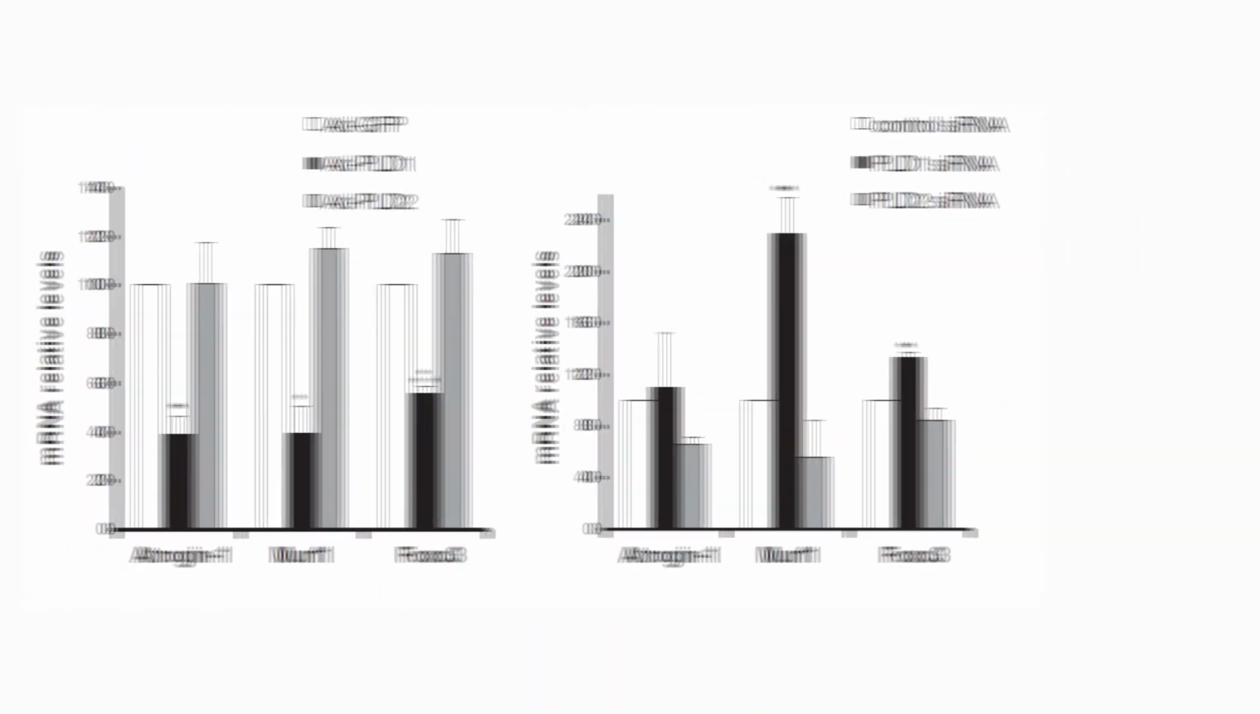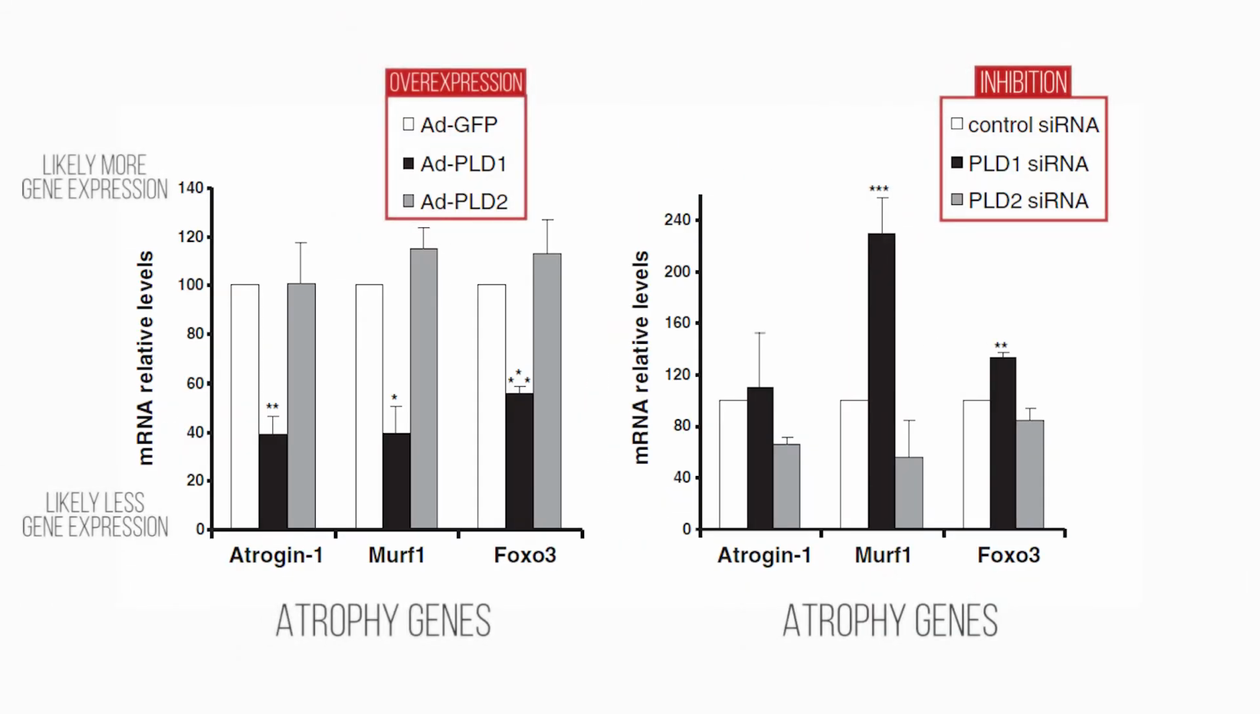And the final piece of data is looking at how the expression or the inhibition of PLD1 impacts atrophic genes, so atrophy being the shrinking of the musculature. And what you find is that when you overexpress or when you have greater activation of PLD1, then you see decreases in these atrophic genes, so the 4 that they measured here.